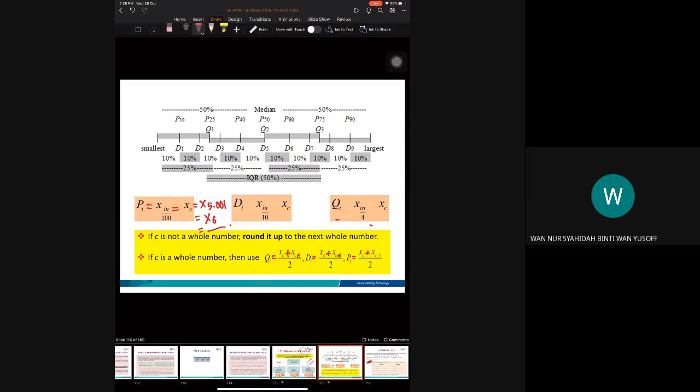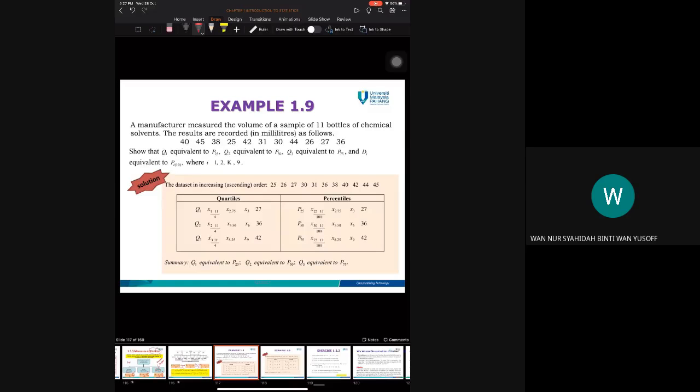Let's say that we have a whole number, for example C here is 5. So what we need to do is add the next whole number, which is 6, and then divide by 2, and then you get your answer. So data number 5 plus data number 6, divide by 2. Then you get your decile, your quantile, or your percentile. That's the formula that we use.